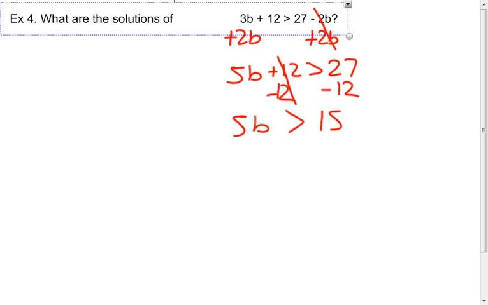Remember, even though I subtracted 12 on both sides, that's a negative number, but I didn't multiply or divide by a negative number. So the inequality symbol stays there. Okay? b is my variable. It's being multiplied by 5, so I need to divide by 5. And I get b is greater than 3.